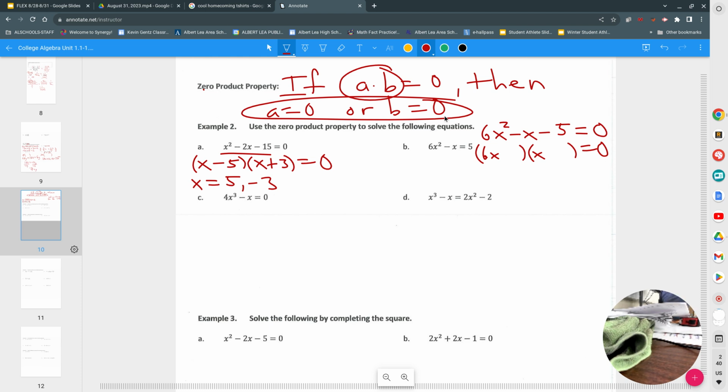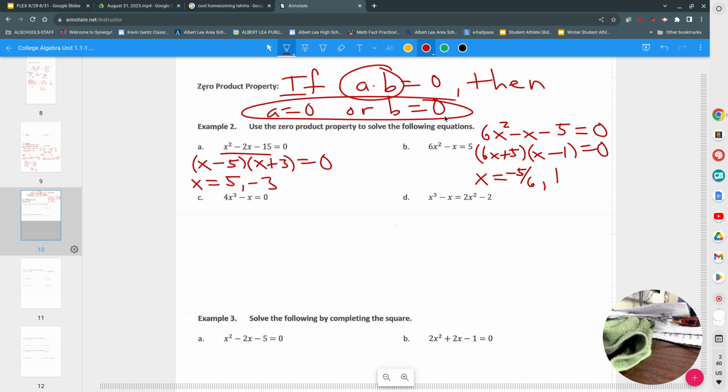We got -5, so I think I'm going to go with a +5 and a -1 out of this deal. Does that work? It does. So x is equal to two different numbers. I have -5/6, and I have +1. What do you think? Not too bad?